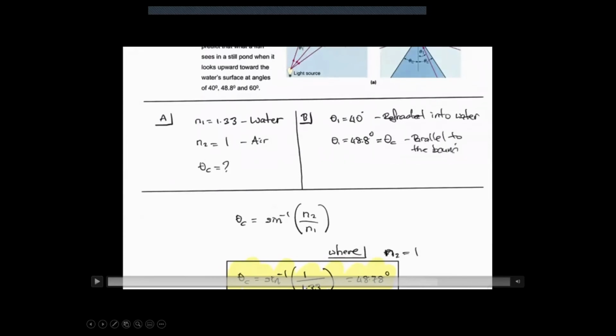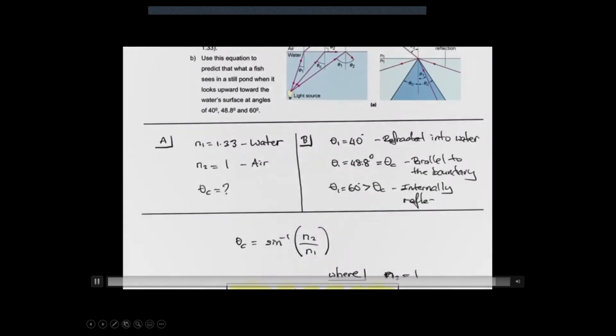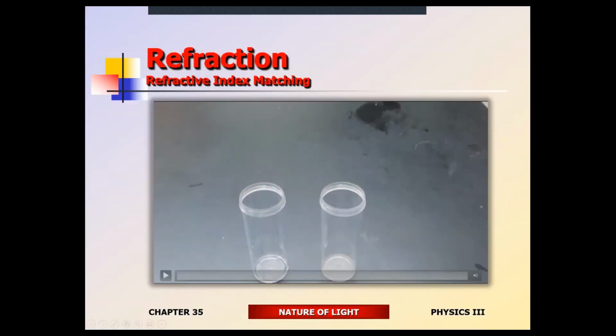So this is the critical angle, so it's going to be parallel to the boundary, so it's going to be able to see everything at the water surface. At 60 degrees, it's an internal reflection. So it's going to be able to see everything beneath. All right.